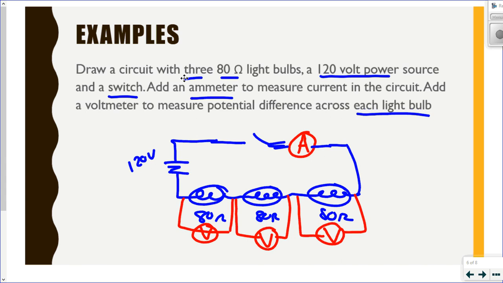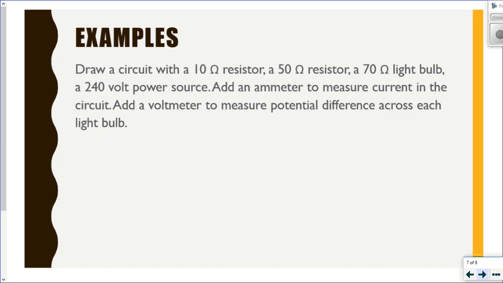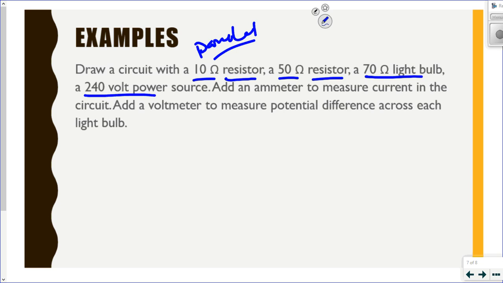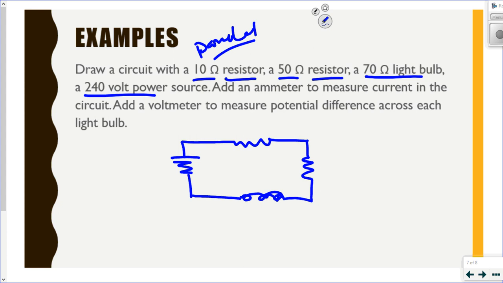For the next circuit, it's the exact same instructions for the most part, but what I want to do is draw this one in parallel, so you can see what a setup would look like. We want a 10 ohm resistor, a 50 ohm resistor, a 70 ohm light bulb, and a 240 volt power source. So first, I'm going to set up my power source and my circuit. We're going through a 10 ohm resistor, a 50 ohm resistor, a 70 ohm light bulb, and back to the start. I'm going to label each component.